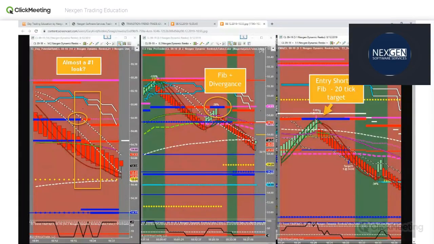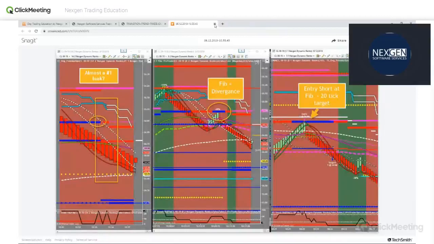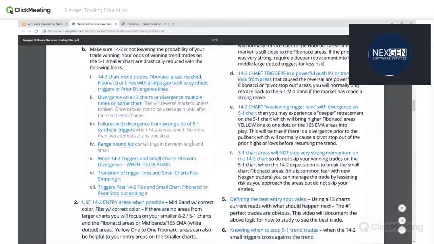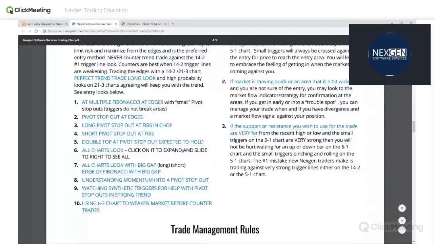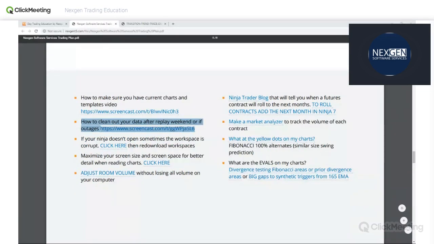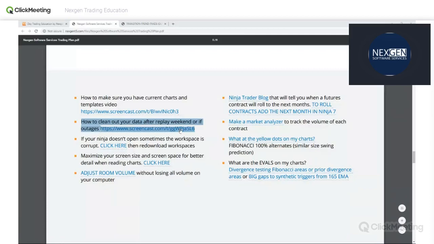My fibs are a little differently laid out than yours, but that's okay. You may want to think about doing a clean out of your data over the weekend or after the day today. Let me give you a little thing. This is on page 5 again in the trading plan, just so you know where it is. I would suggest cleaning out your data when you're done today.